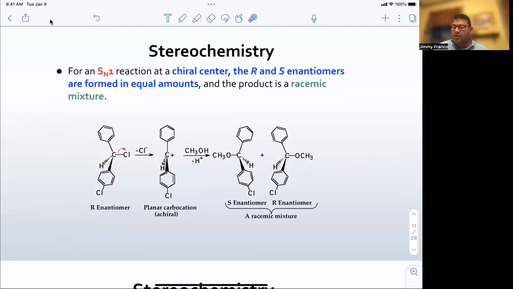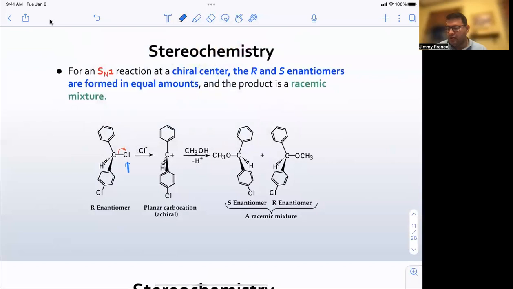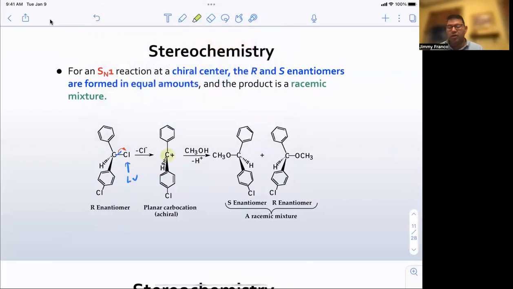So what's going to happen is, just like before, our leaving group is going to leave. That means that chlorine will pop off. So it's my leaving group, so it's going to leave the molecule. It takes its electrons with it, and it makes this carbocation right in the middle. One thing that you should really highlight is it's planar and it's a carbocation. So we've lost that chirality.